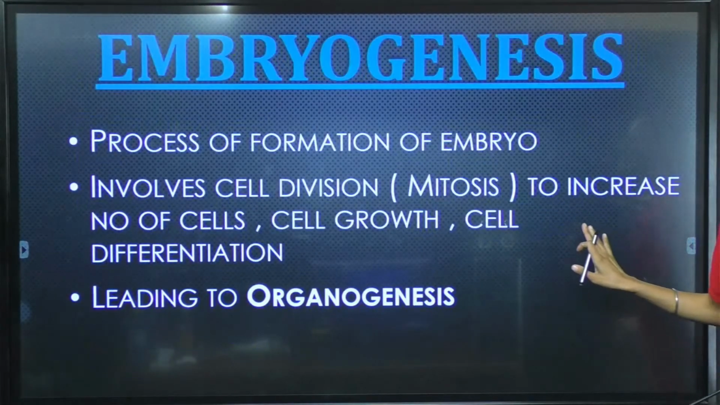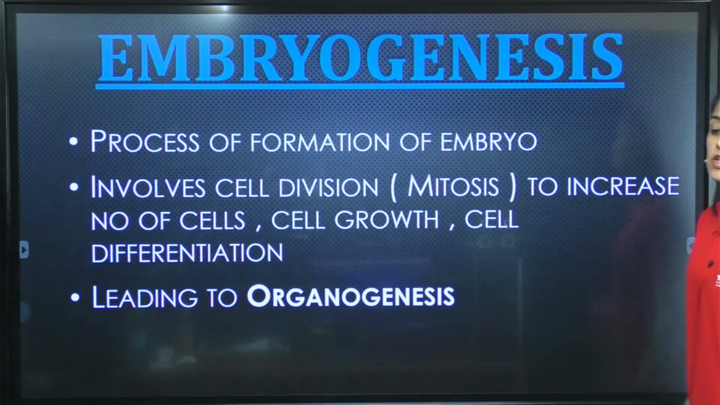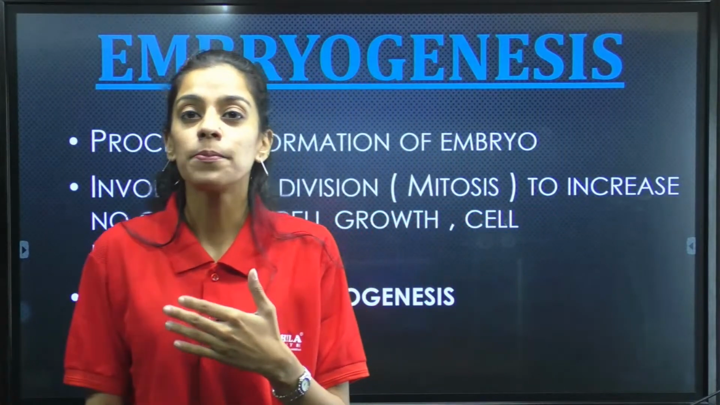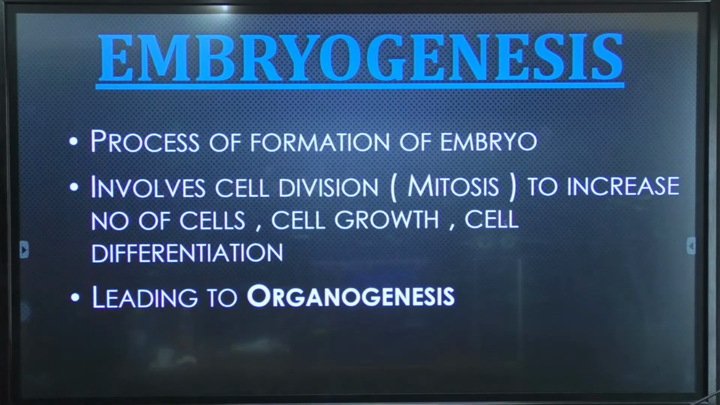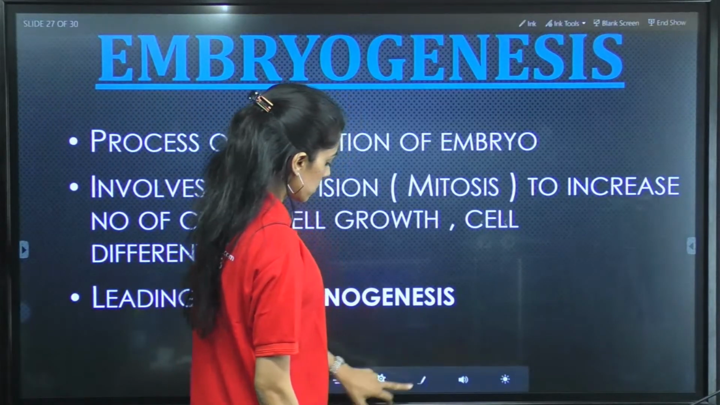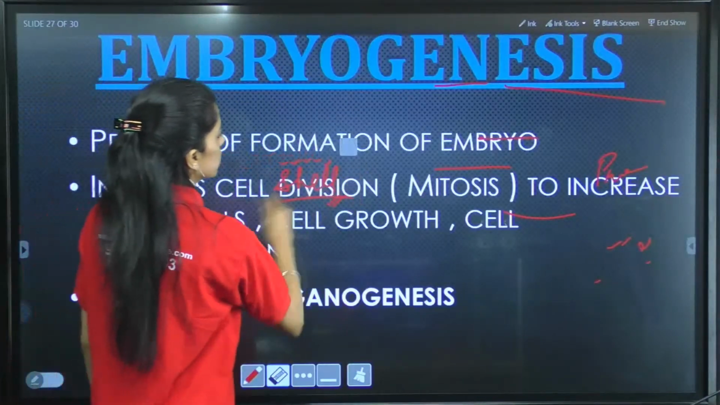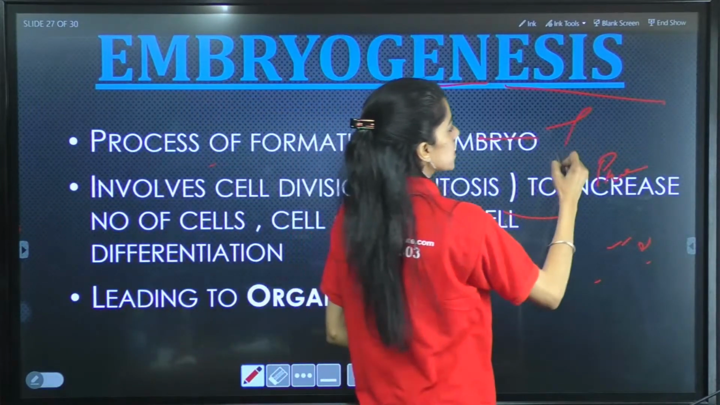Right. So the last part is embryogenesis. This is the last phase that is going to take place with respect to the post-fertilization events. So that is embryogenesis. It is the process of formation of the embryo from the zygote.